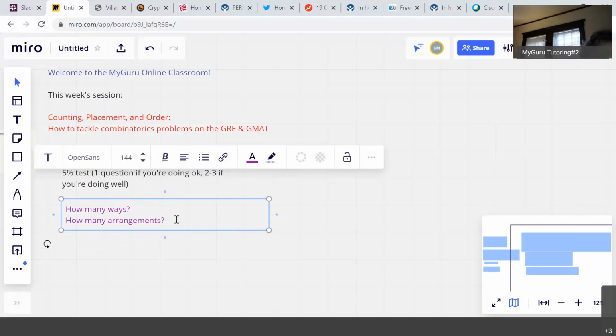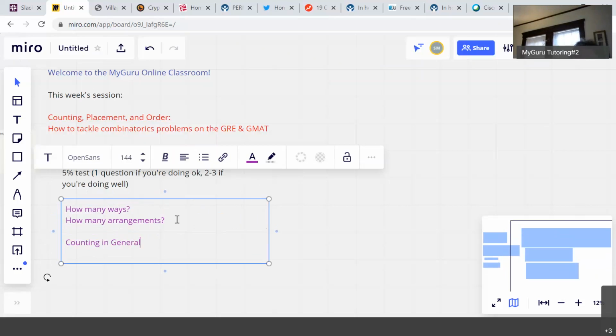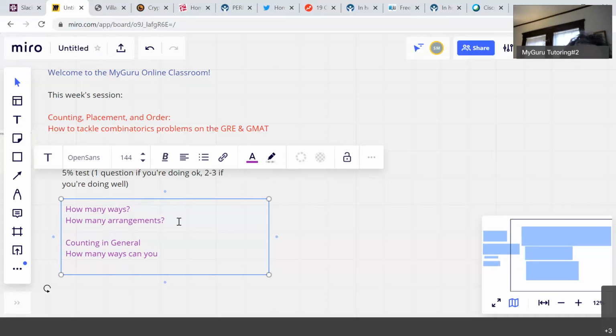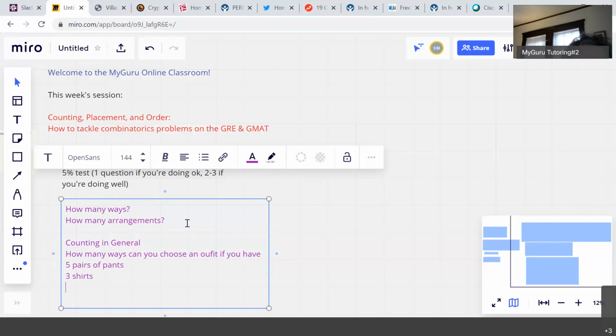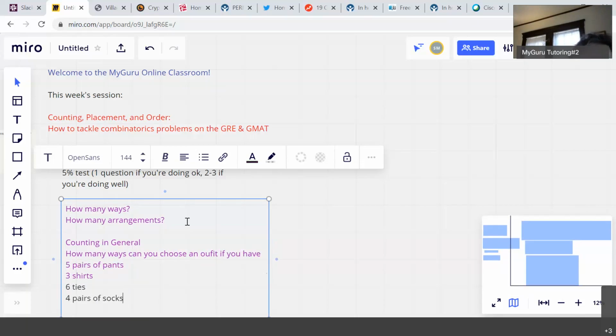To start out, let's start with the fundamental counting principle. Say you've got a few completely independent situations, like, how many ways can you choose an outfit if you have 5 pairs of pants, 3 shirts, 4 pairs of socks, and let's throw in 6 ties? Let's start with something really straightforward.